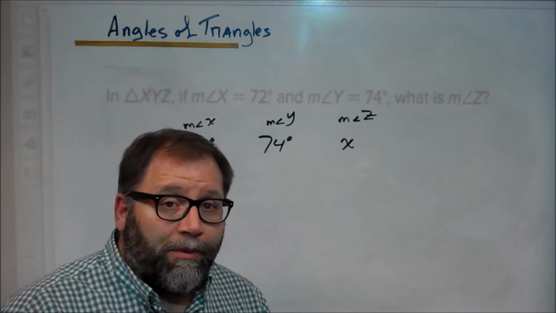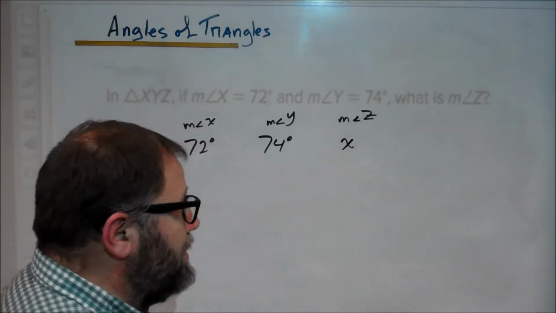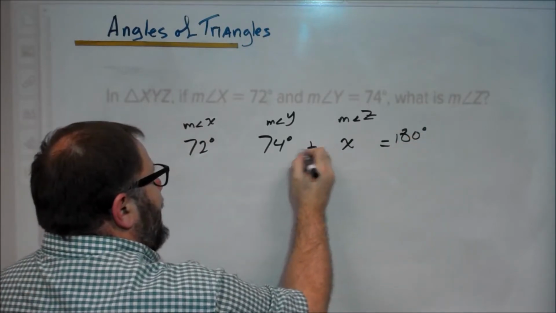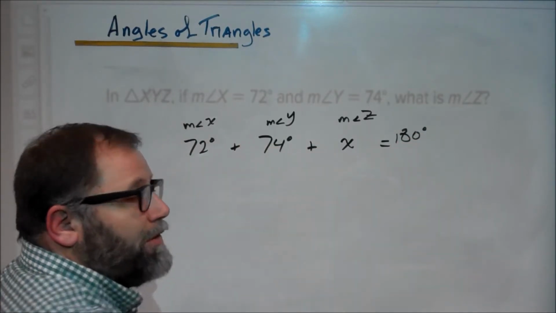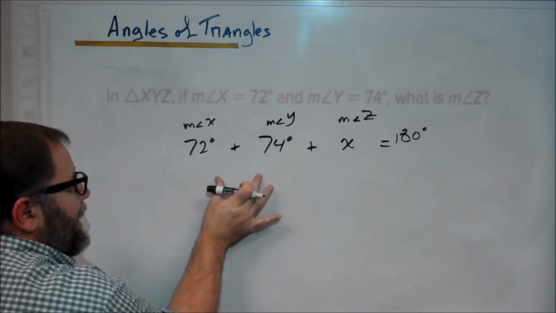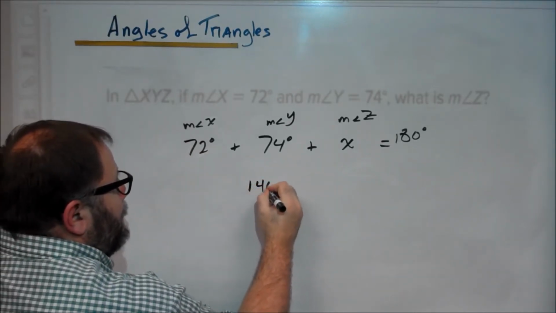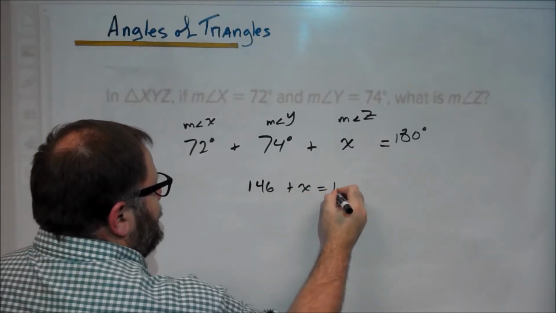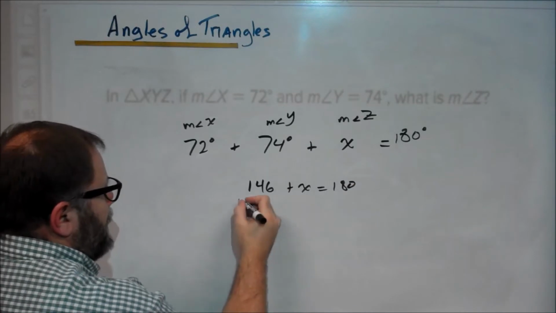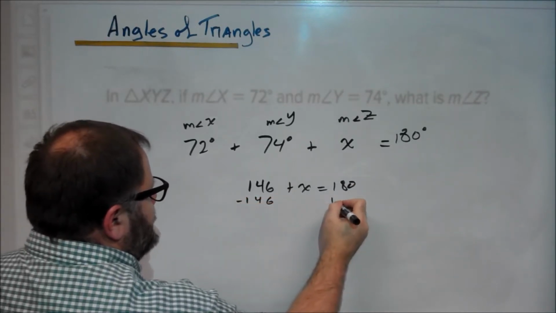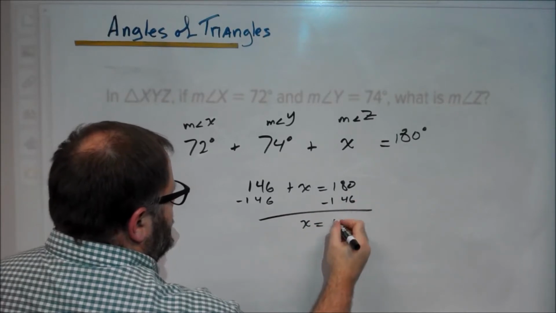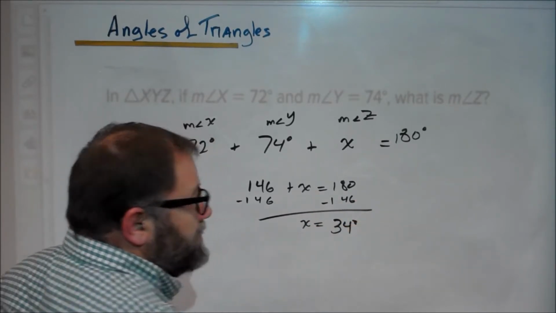What we do know is by rule, each triangle has 180 degrees. So I'm just going to set that equal to 180 degrees. And if I add the three of these together, I should be able to figure out what Z is. So first thing is let's combine like terms here. I have 146 plus Z equals 180. I subtract 146 from both sides, and I get Z equals 34 degrees.